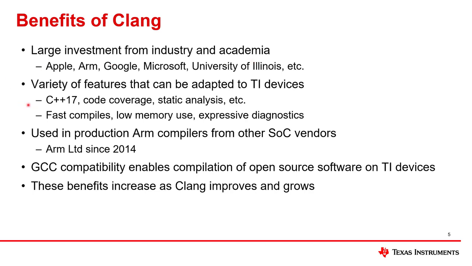This is how TI is picking up support for C++17. We're adopting Clang. There are other features in code coverage. We'll be talking about that later in another video. Static analysis and other really awesome features like that. It's a fast compiler. It doesn't use a lot of memory. We're talking about the amount of memory that you use on the host machine as the build occurs. The diagnostics are very expressive. It makes it easy to understand what's going on when you get a diagnostic. Clang has been used in production ARM compilers from other vendors, including ARM Limited since 2014.